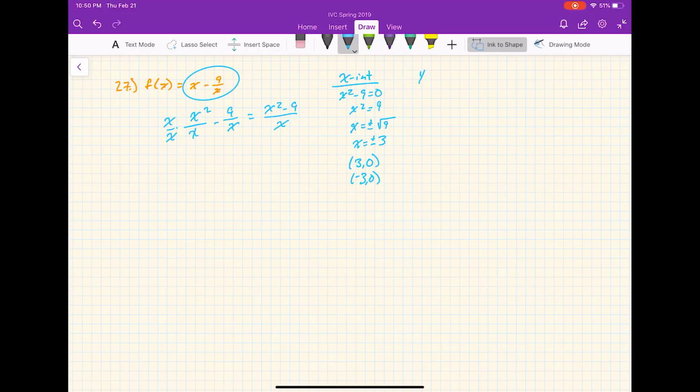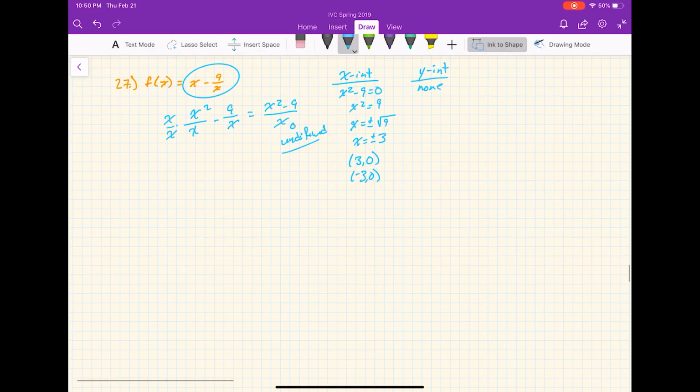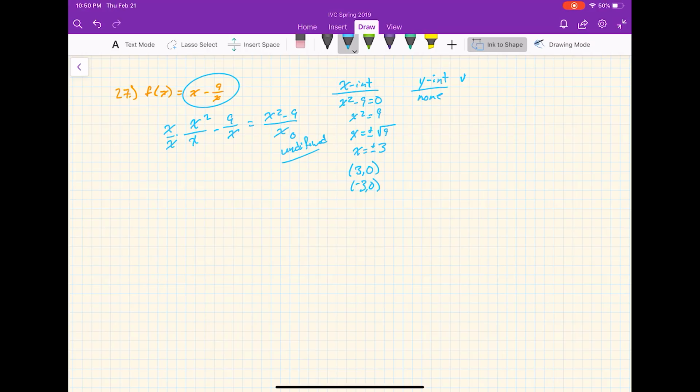To find our y-intercepts, we set x to 0, but as you can see, we would end up with 0 in the denominator, and that would be undefined, so we would not have a y-intercept here, so no y-intercepts. So now we need to find a vertical asymptote. To do that, we find the zeros in the denominator, and we just found that from our y-intercept check. So x is equal to 0. That's our vertical asymptote.